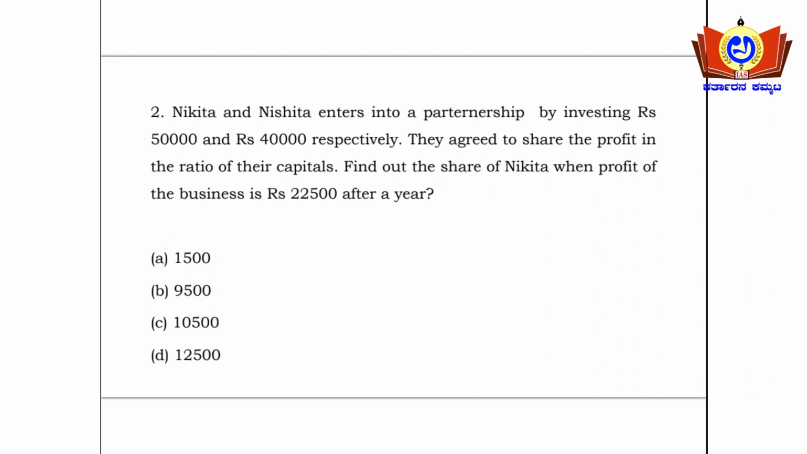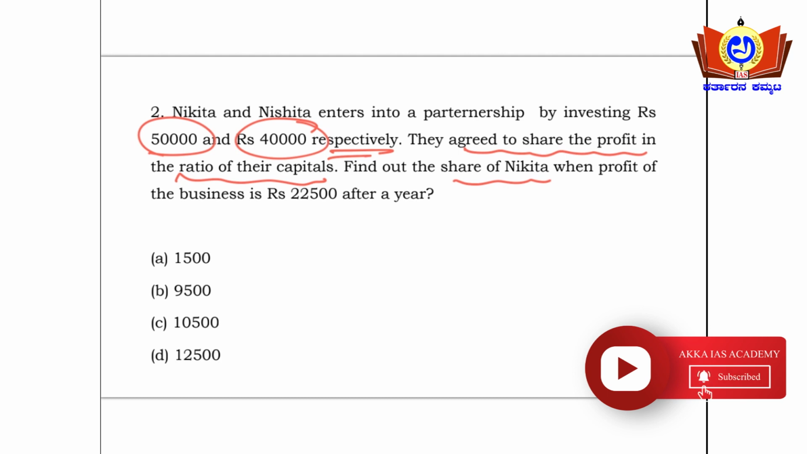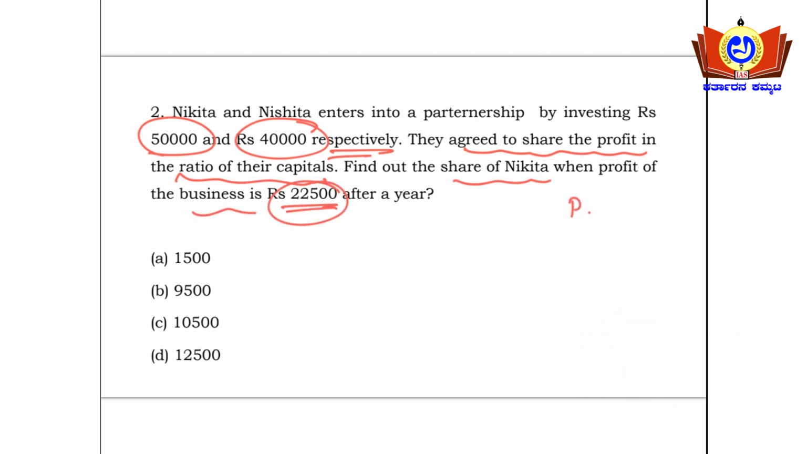Nikita and Nishita enter into a partnership by investing rupees 50,000 and 40,000 respectively. They agree to share the profit in the ratio of their capitals. Find out the share of Nikita when the profit of the business is 22,500. Okay, profit is given, 22,500.